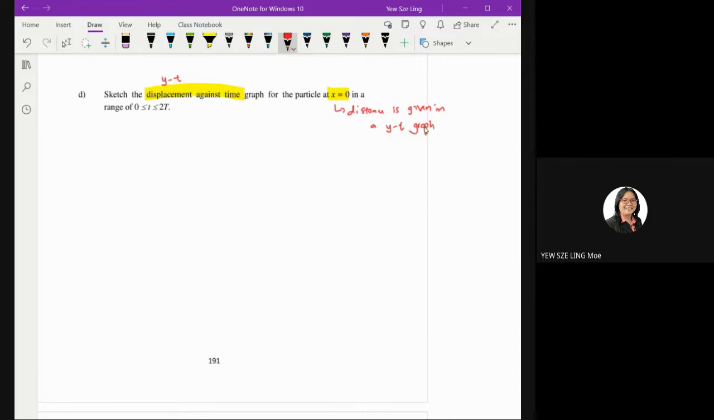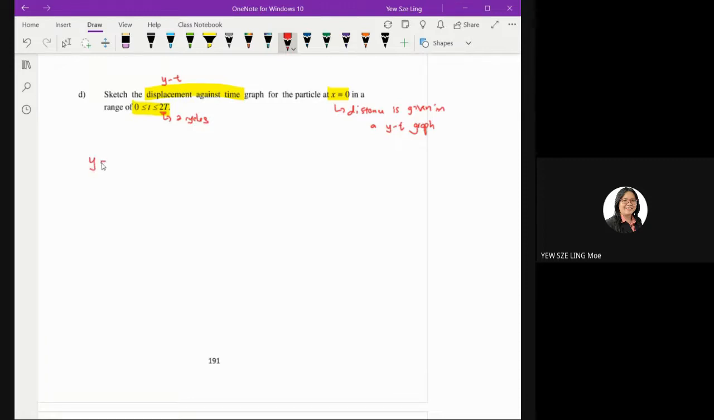If the question asks you to sketch a Y against X graph, then time will be given. If the question asks you to sketch a Y against T graph, then X will be given. And if you look at the question, it's asking for a range of 0 until 2T. So again, it is asking for 2 cycles, 2 complete oscillations. Okay, so now let's see the general equation first.